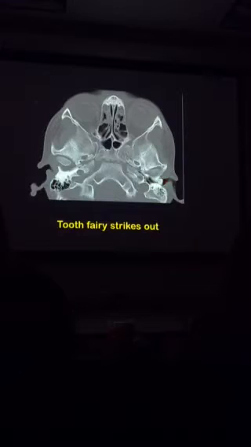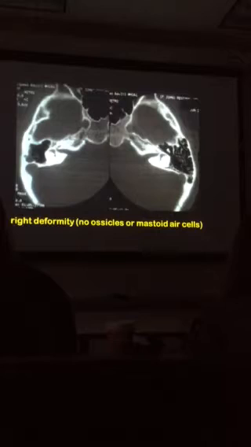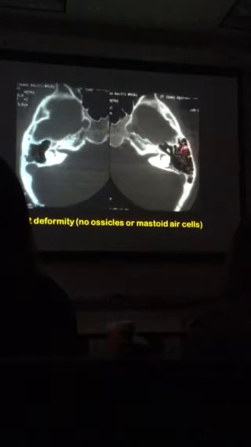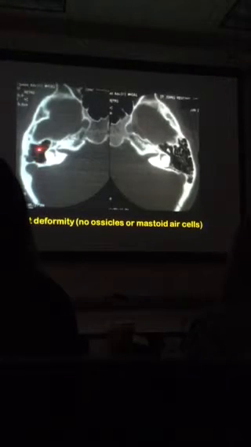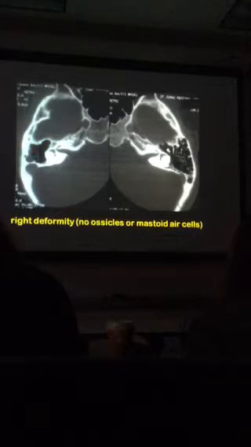Here's the tooth kind of lodged in his EAC. This patient has a deformity of the right mastoid. So, you know how it's supposed to be honeycomb looking, and here's an ossicle sitting here? This one's smaller, there's really no honeycomb appearance, it's just air, it's just black, and there's no ossicle in there. So this patient is probably deaf in the right ear, because there's no ossicles to transmit the sound to the cochlea. So this patient would probably do well to have a cochlear implant.